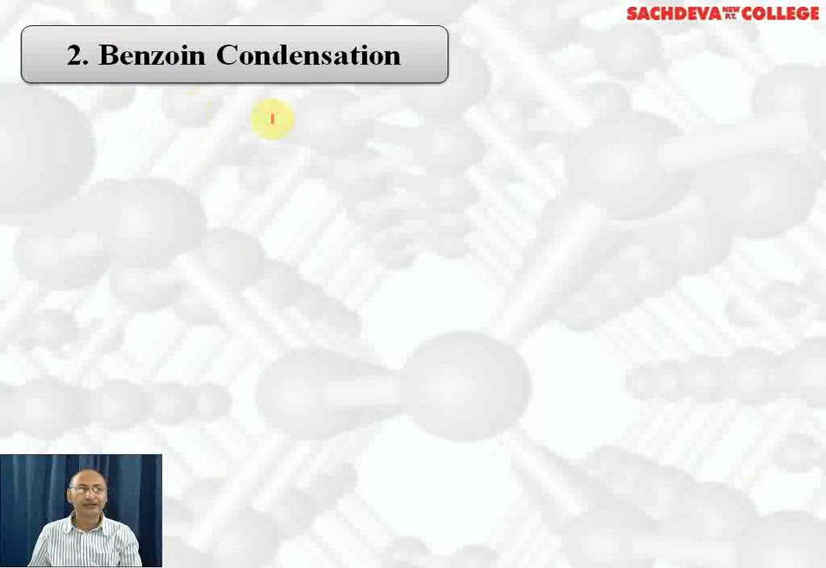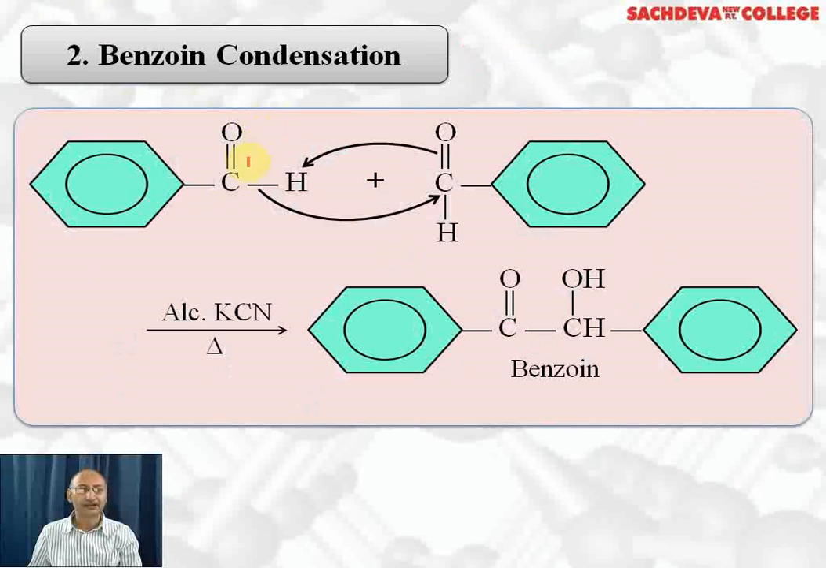Next reaction we are going to take up is benzoin condensation. First point is benzoin condensation takes place with benzaldehyde. We take 2 moles of benzaldehyde and this reaction takes place in the presence of alcoholic KCN. The way of remembering is that this hydrogen will shift to this oxygen. This hydrogen will shift to this oxygen and there will be a bond formed between carbons and we get benzoin. What is the characteristic of benzoin? It has one keto group and one alcoholic group.